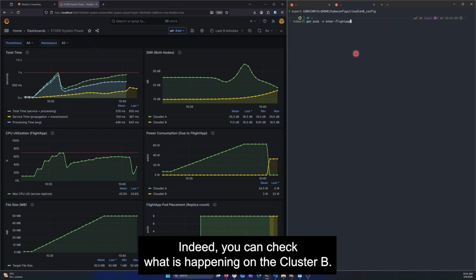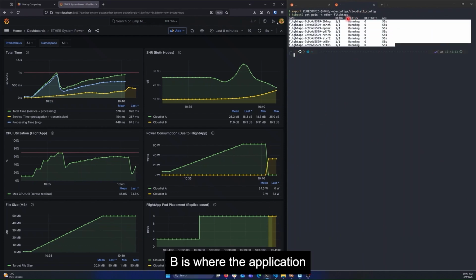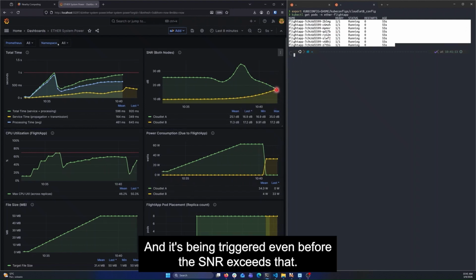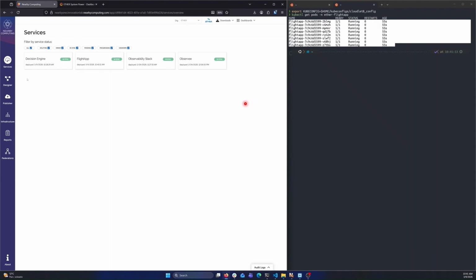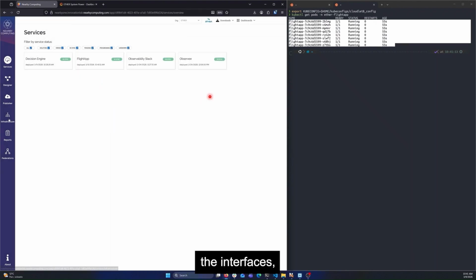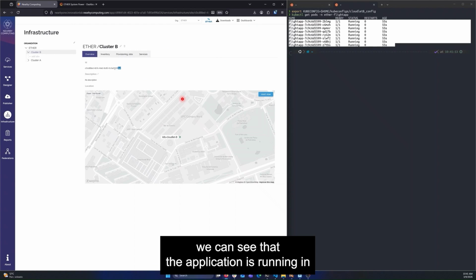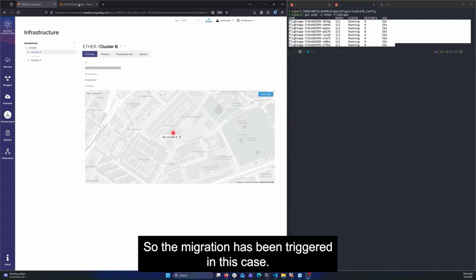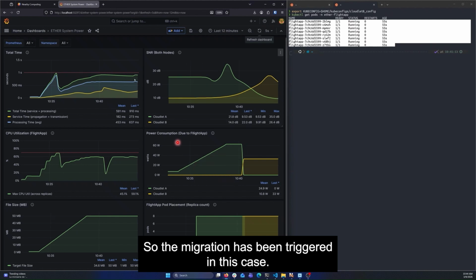Indeed, we can check what is happening on cluster B, where the application is running, by these logs as shown here. And it's being triggered even before the SNR exceeds that. So if you check even the interfaces, we can see that the application is running on cluster B, which is the only available cluster at this time. So the migration has been triggered in this case.